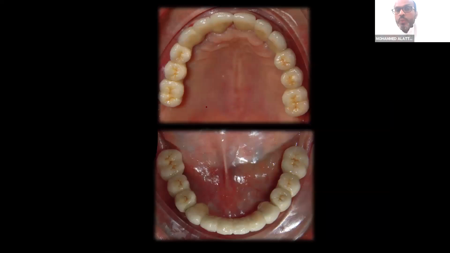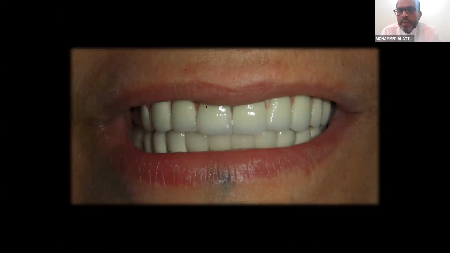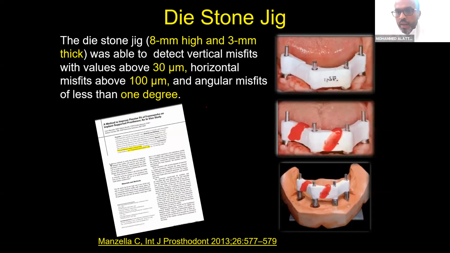And we have a good result with this one, the frontal view, and this is the patient when she is smiling. What about using the die stone to do the connections? As we know, we use duralay, we use a composite, and sometimes we use acrylic. What if you use a die stone? There is one paper in 2013 where they used this die stone as a verification jig. We use it for our cases.